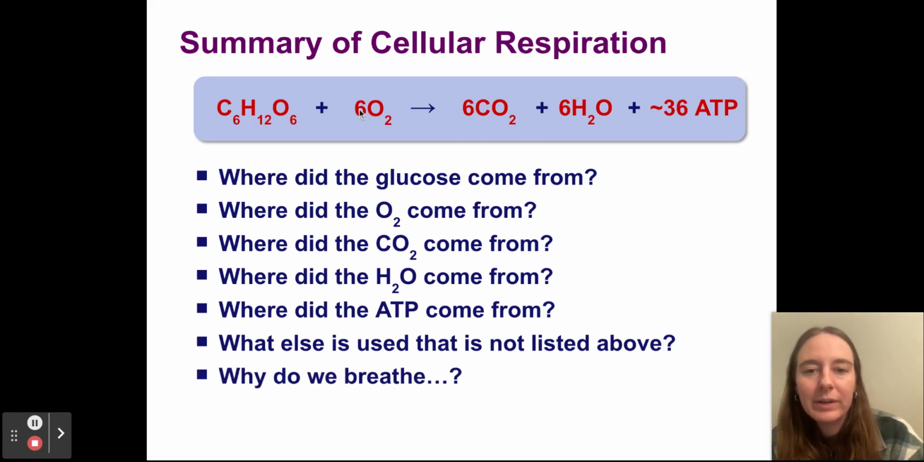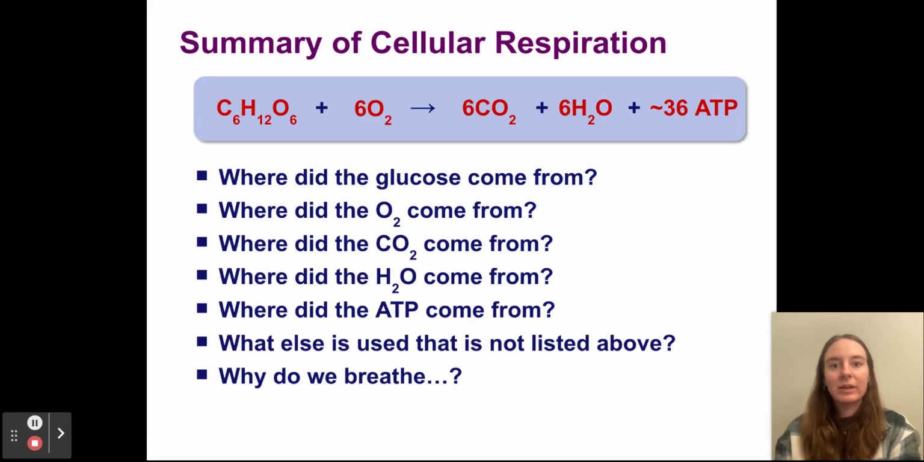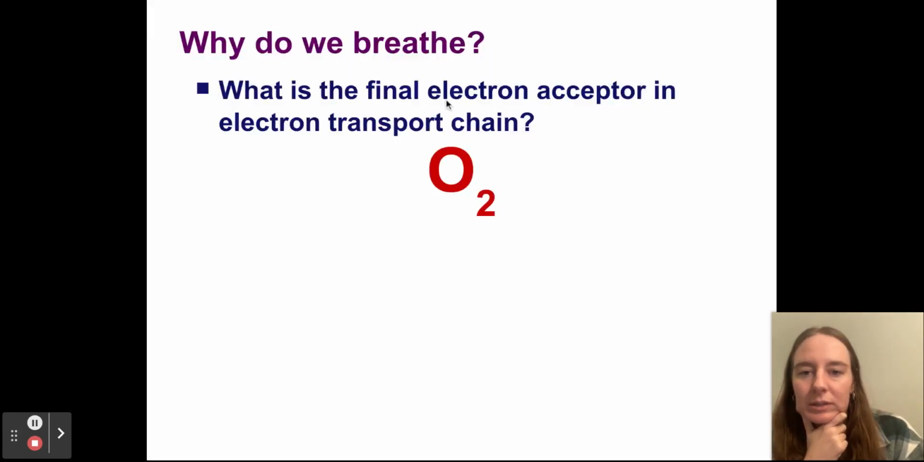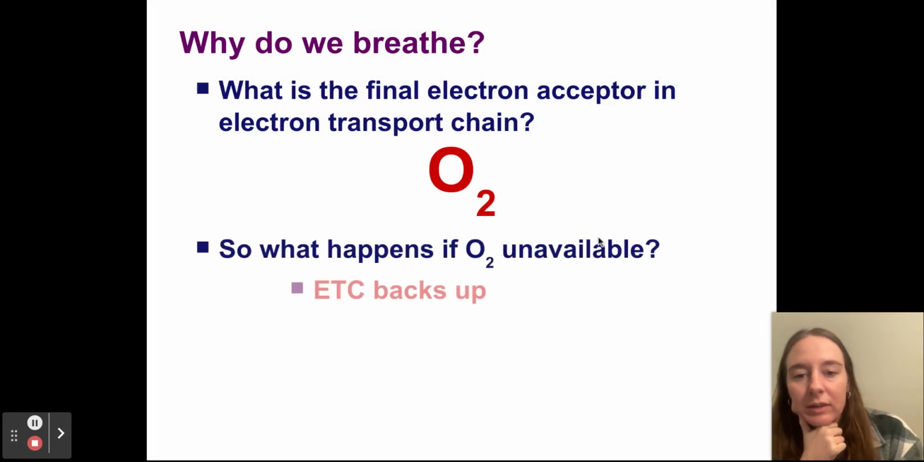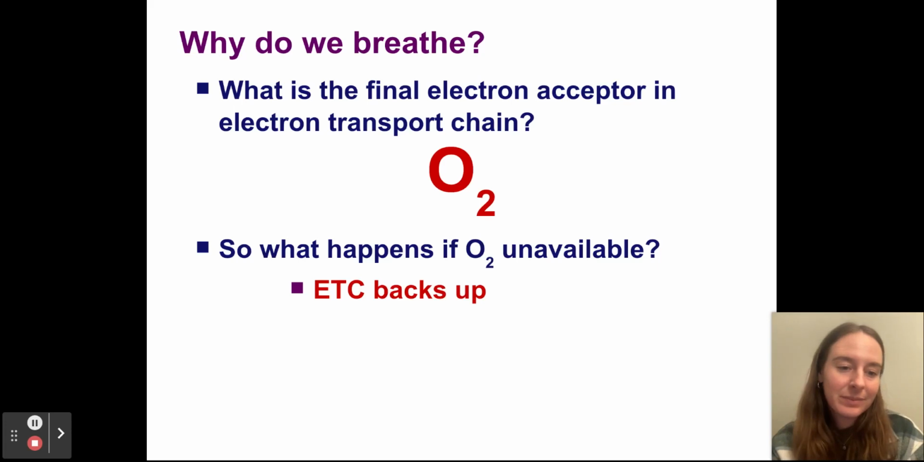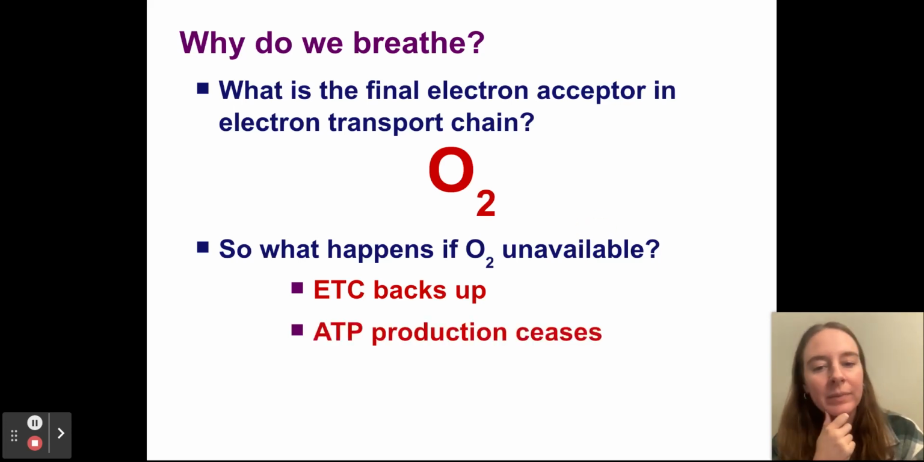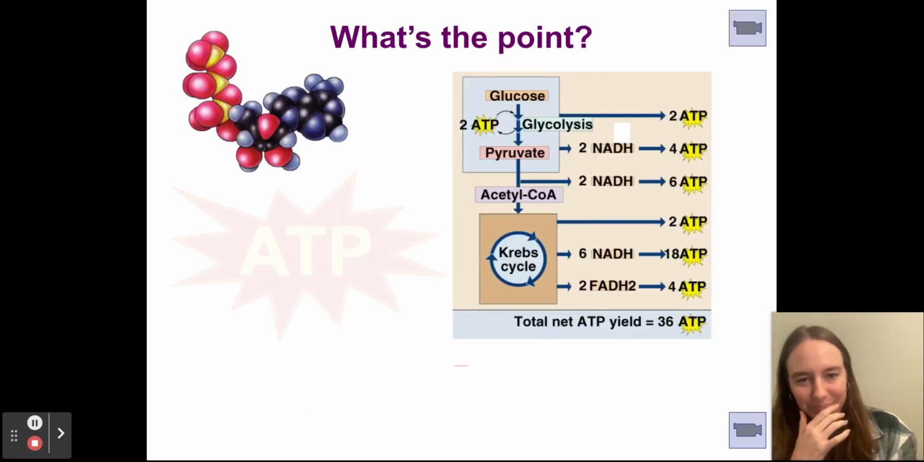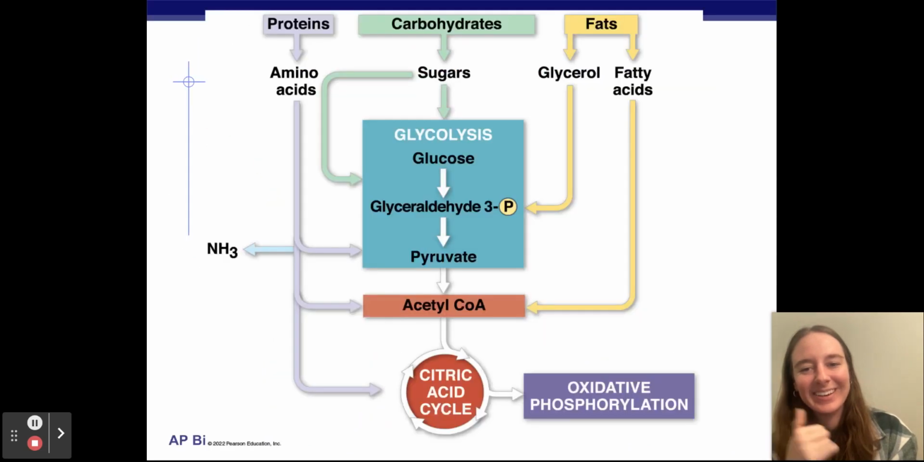Okay, and then why do we breathe? We need that oxygen to accept those electrons in the electron transport chain. So oxygen, we talked about this. If oxygen is unavailable, the electron transport chain cannot continue. We cannot pass electrons anywhere. ATP production ceases, we run out of energy, and we die. That's why we need oxygen to live. So cool, right? Okay, so the whole point is to make ATP.